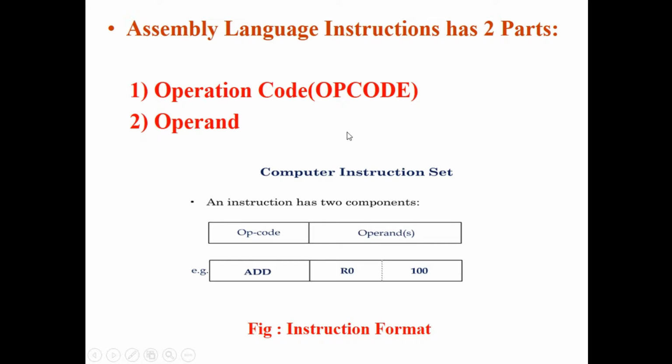The format to write any instruction in assembly language is that it will have two values. First is the operation code and the second is the operand. The operation code tells you which operation you will perform, and operands tell you the values on which you will perform this operation. So here I have add r0 100. Here I am saying that I want to perform an addition operation on the data of r0 and 100. So r0 is the register name.